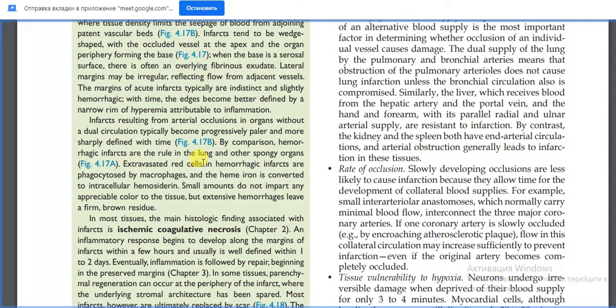Extravasated red cells in hemorrhagic infarcts are phagocytosed by macrophages, and the heme iron is converted to intracellular hemosiderin. So it's typical for red infarctions. Small amounts do not impart any appreciable color to the tissue, but extensive hemorrhages leave a firm brown residue. That's why in some spongy organs, in red infarctions, we have brown areas, because of the release of hemosiderin.